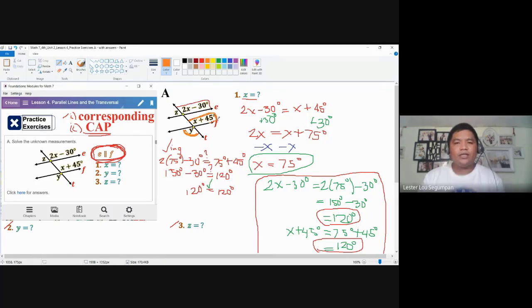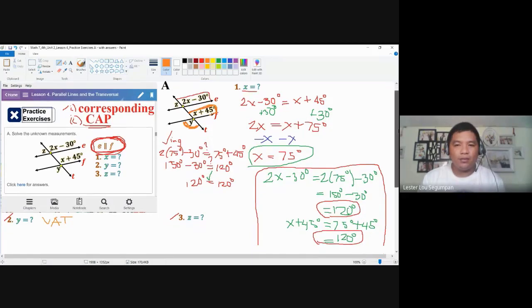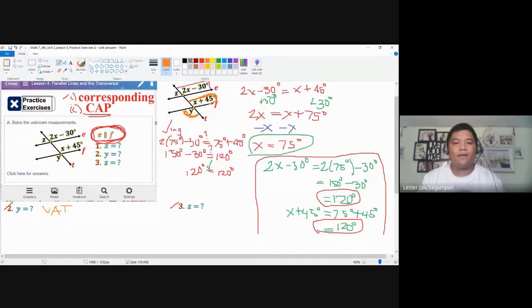As for the variable y, this variable and the angle here which measures x plus 45 degrees are vertical angles. And using the vertical angle theorem, the vertical angles are congruent. Again, congruent, or they must have the same measurement. So we can just simply equate. Let me place it here a little bit down. So we can equate the value of y to the value of its vertical angle, which is x plus 45 degrees.